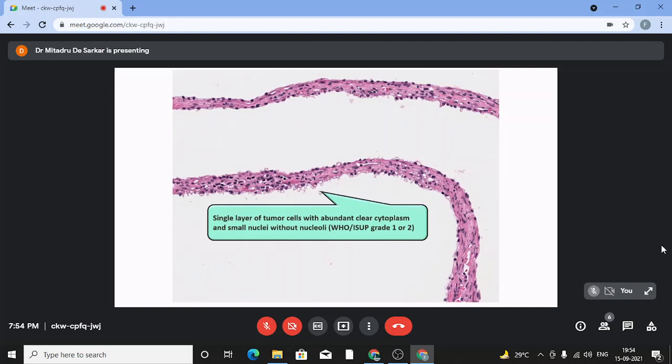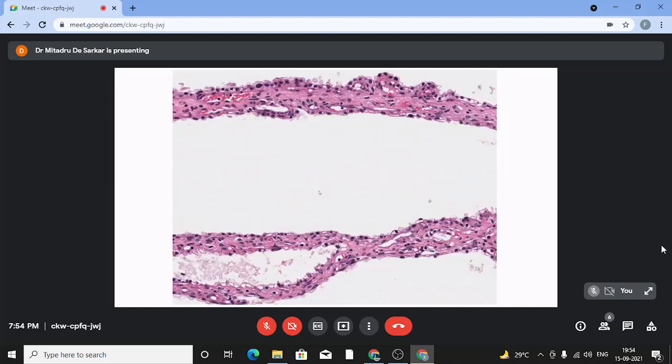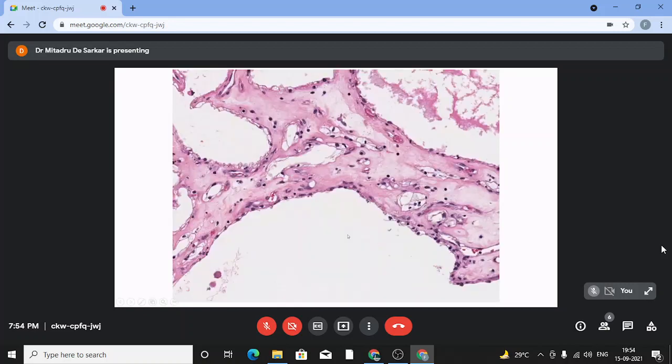So let's talk a little bit about the nuclear grading in this particular tumor. As per definition, nuclear features have to be low grade over here, so the WHO ISUP grade has to be 1 or 2. In fact, Fletcher and Bostwick are even more stringent, saying that only nuclear grade 1 will do in this group of tumors. As you see, the cells do not have much prominence of nucleoli, so they belong to grade 1. They are predominantly clear cells lining these cysts.